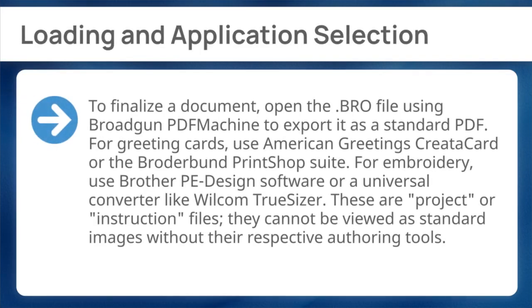To finalize a document, open the .bro file using Broadgun PDFMachine to export it as a standard PDF. For greeting cards, use American Greetings CreataCard or the Broadgun Print Shop suite. For embroidery, use Brother PE design software or a universal converter like Wilcom TrueSizer. These are project or instruction files. They cannot be viewed as standard images without their respective authoring tools.